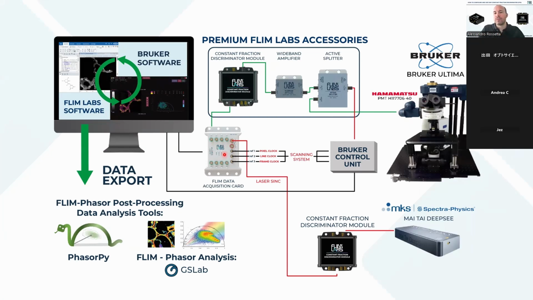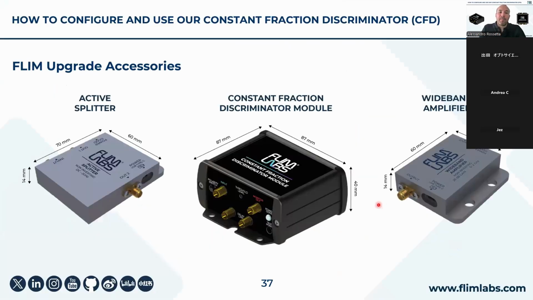Here I am showing just the overall configuration of a two-photon microscope. Here we have the Bruker Ultima, for which we provide a FLIM upgrade. And here you can see the constant fraction discriminator used for digitally discriminating the photomultiplier, but also for shaping the laser sync coming, for example, from a MaiTai DeepSee Spectra-Physics two-photon source. The constant fraction discriminator works well with our other accessories, which are the active splitter and wideband amplifier.